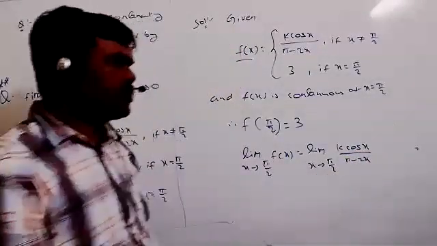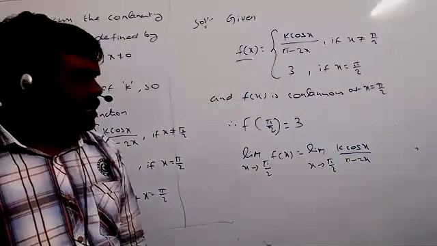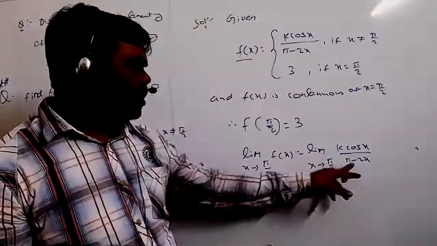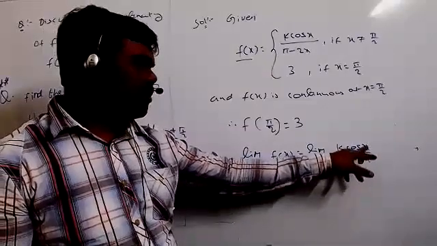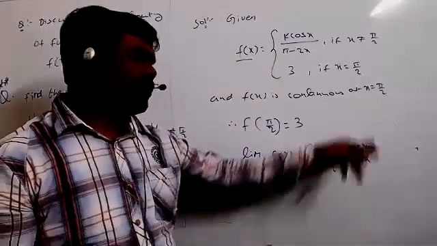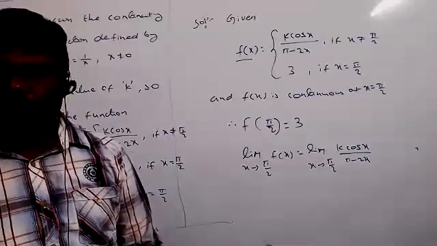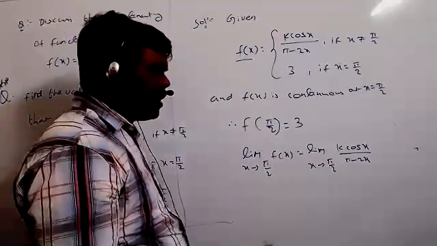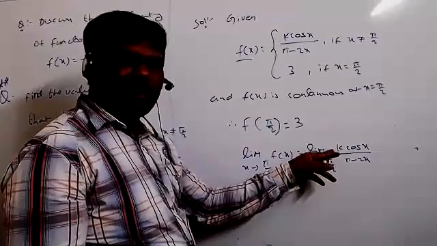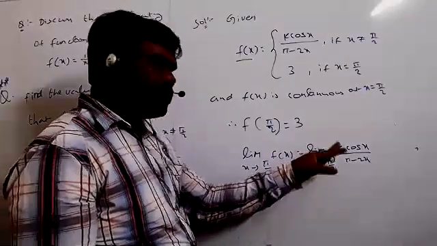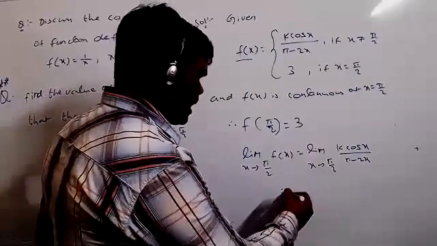But clearly, when we substitute pi by 2 in place of x here, the function is not defined. The function is not defined. So first you can change it immediately. Here, what is k? K is one constant value. Clearly k is a constant value here. So just look at the board clearly.